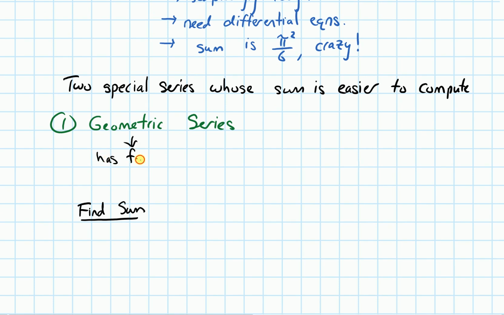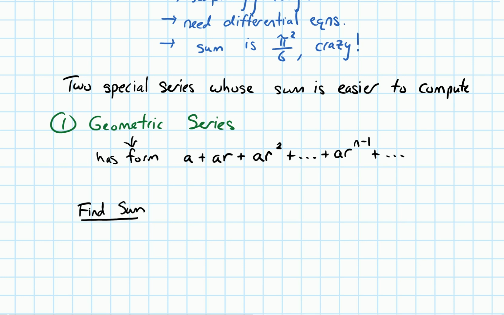A geometric series has the form: there will be some first term, I'll call it a, and then plus a times r. To get to the next term, I multiply by some number r. To get to the next term, I multiply by r again, and I get ar squared. And then I keep going like that, multiplying by r again and again. Eventually I'll get to a times r to the n minus 1, that would be the nth term, plus dot dot dot.